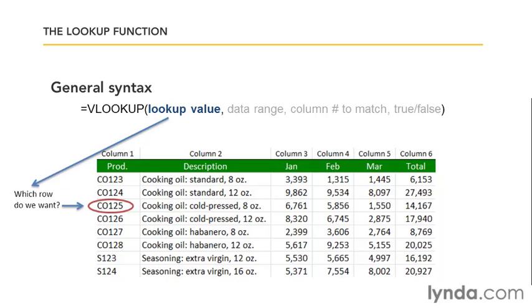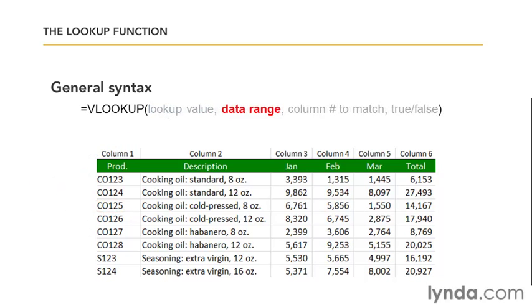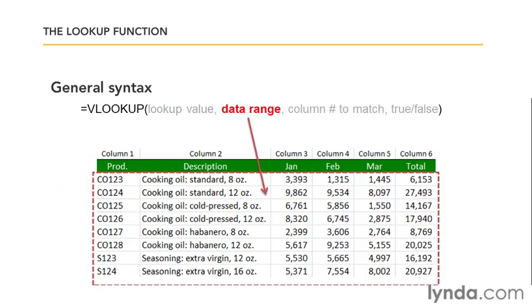The lookup value is something typical like a product code, maybe a social security number, maybe an employee ID. It's really whatever is the key that will find your record. And if you're familiar with databases, this is what you would call a primary key. It's some unique identifier that tells us which row we want. Now, the data range is the entire data area, all of the columns that you're looking for.